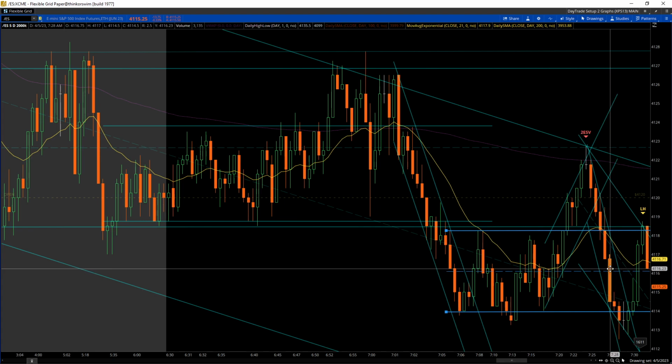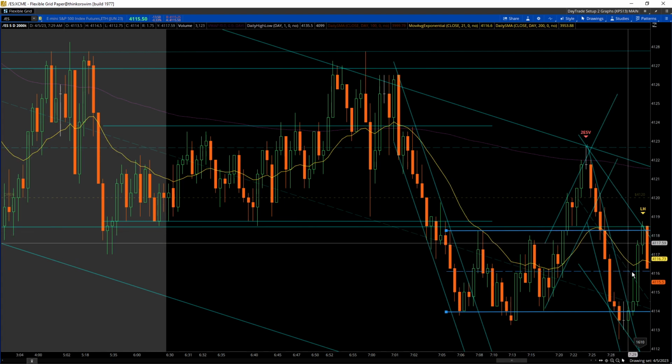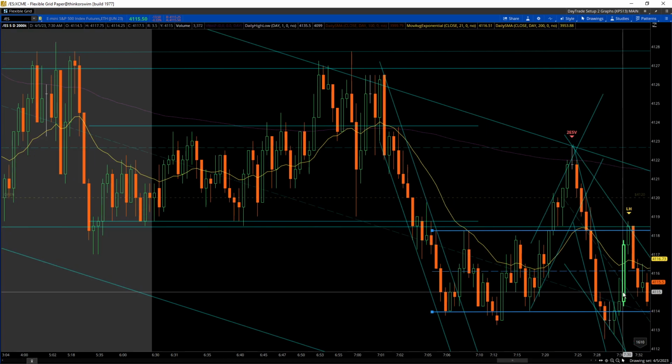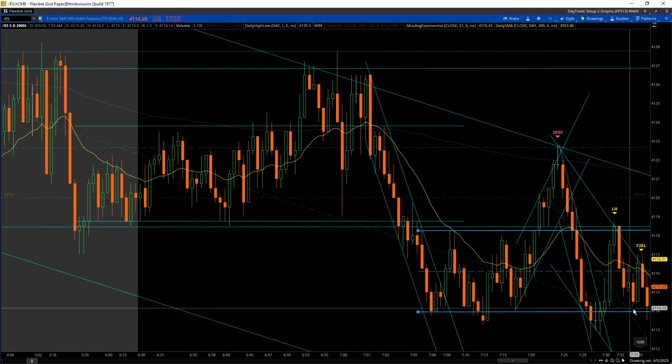So I wasn't sure if it was going to be a good trade or not to take it right here, because I was afraid that it might bounce back again. Turns out it would have worked, and it made it all the way back to the bottom.